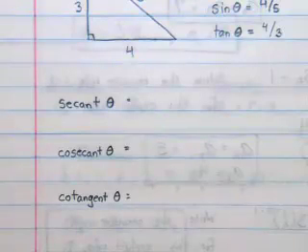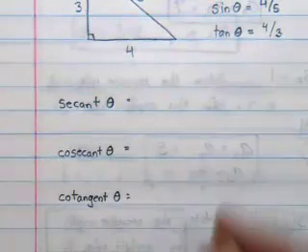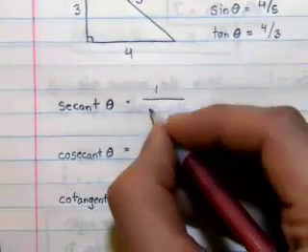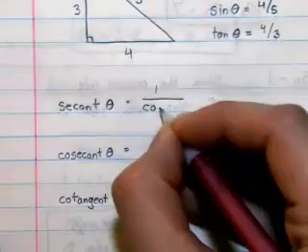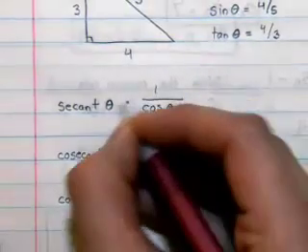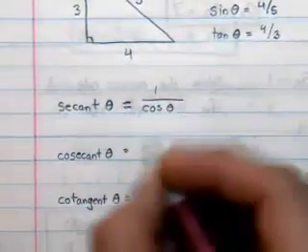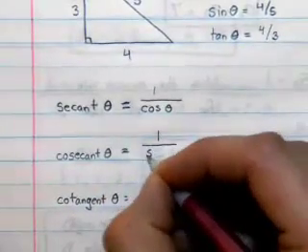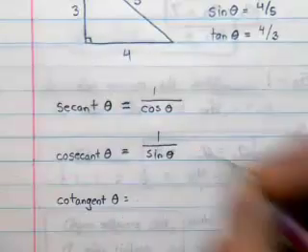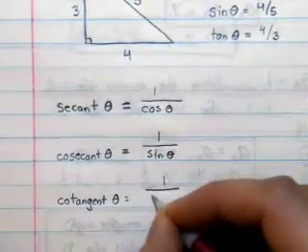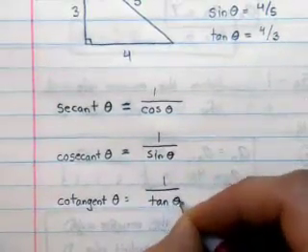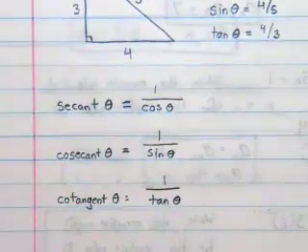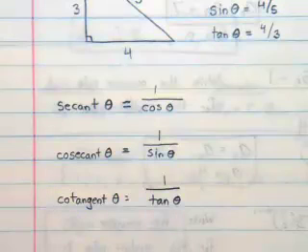So secant, this one is 1 divided by the cosine. Okay, so that's equal to 1 over the cosine. The cosecant is equal to 1 over the sine. And the cotangent is 1 over the tangent. So if you know the cosine, sine, and tangent, you can find the secant, cosecant, and cotangent then.